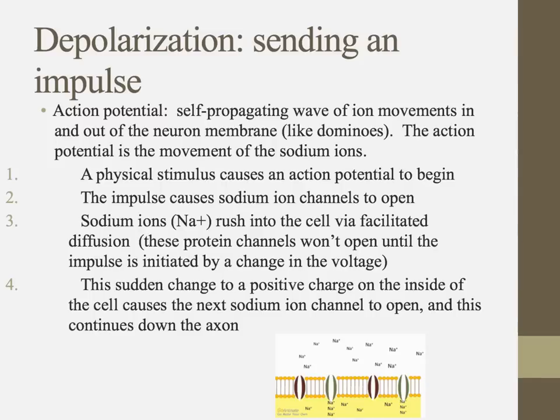Okay, now when an impulse begins, we call that an action potential. So not a resting potential, but an action potential. Something is happening. And this is what we call a self-propagating wave. Self-propagating meaning kind of like dominoes: once you get them started, they just keep falling on their own without any further input. And that wave is due to ion movements in and out of the membrane.